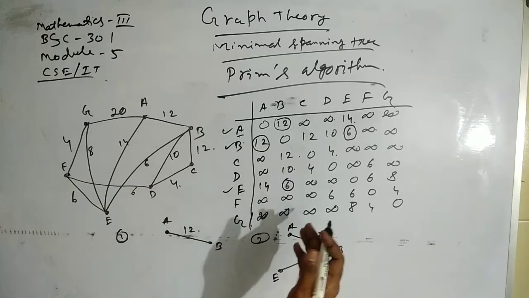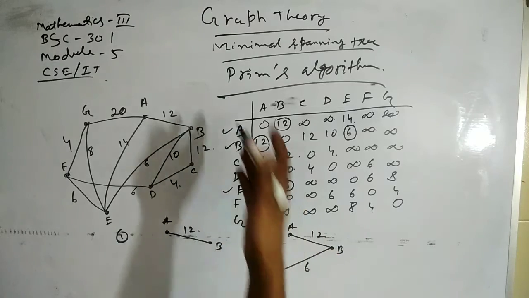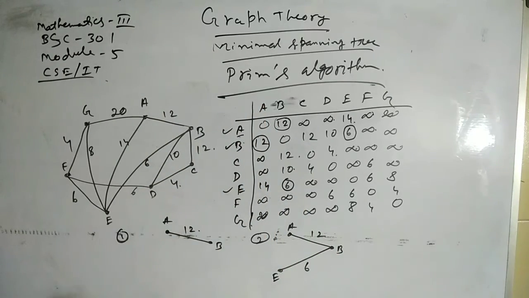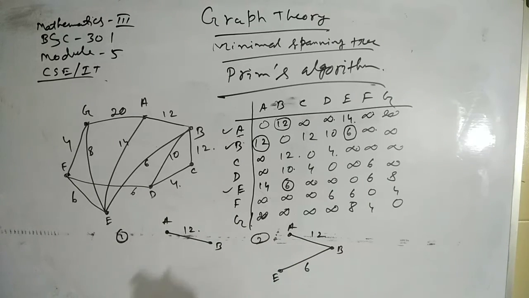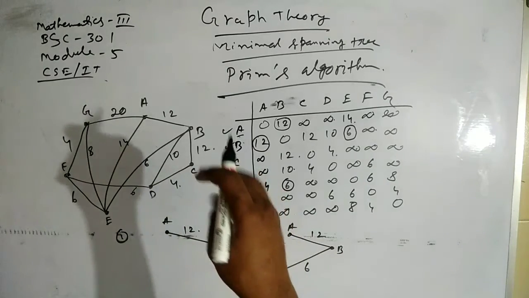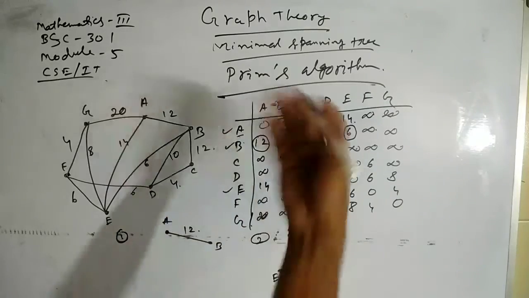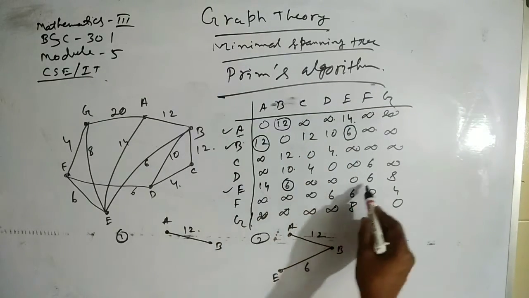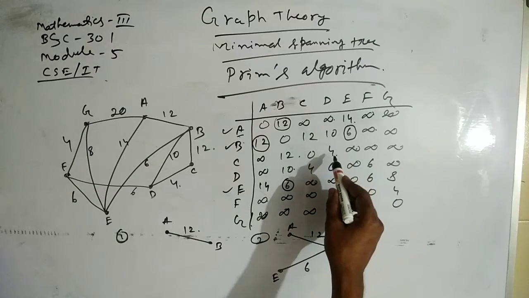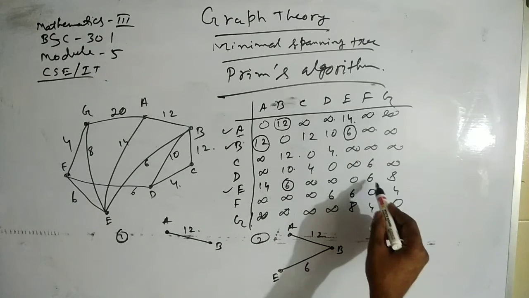Now you have to choose the minimum weight in these three rows. In every step you are getting one new vertex and you have to choose the minimum weight on that row, including the previous rows. Okay, so in these three rows the minimum weight is now this 6. This 6 is the minimum weight.